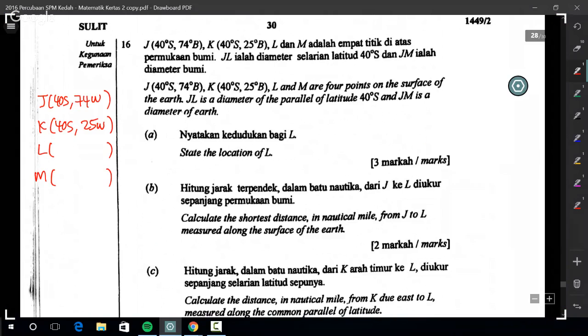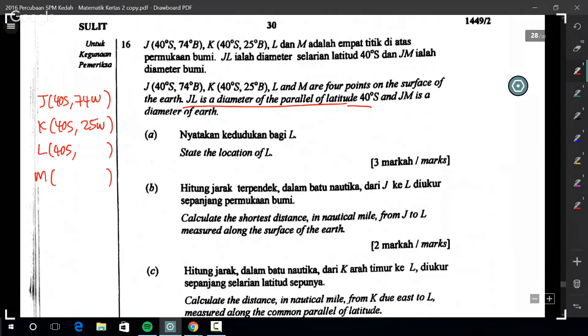Normally I will try to find out L and M before I start to do any question. The question says JL is the diameter of the parallel latitudes. 40S. So normally when I see the diameter of the parallel latitude, I know they have the same latitude, J and L. So I will write 40S here.